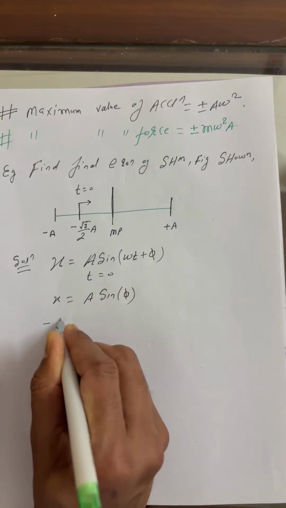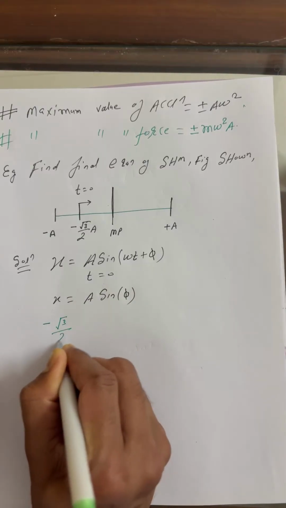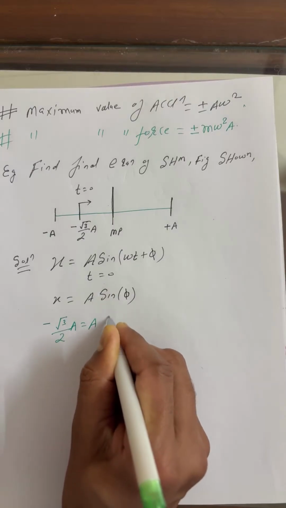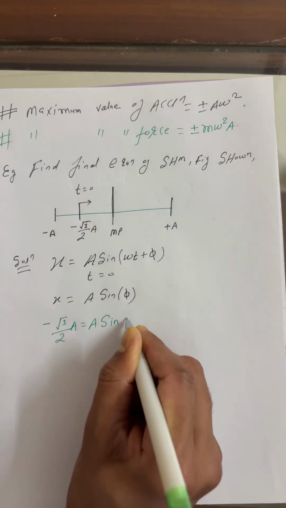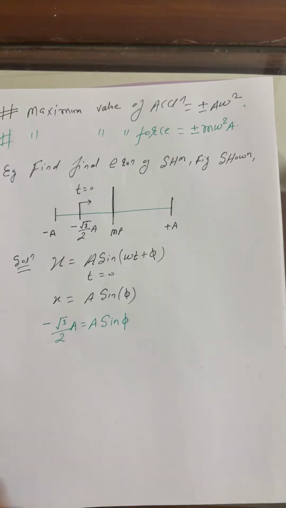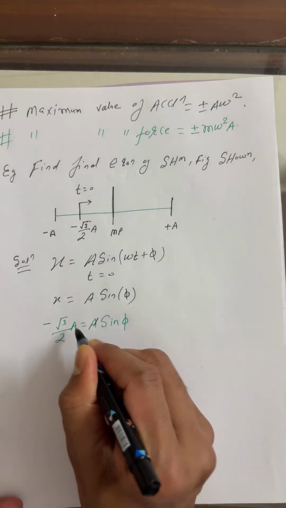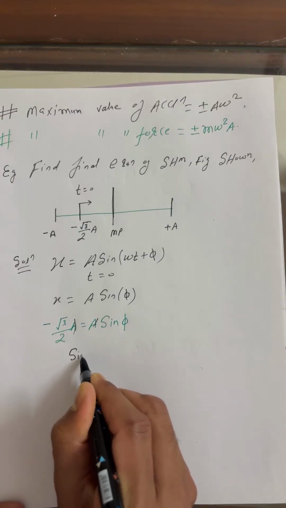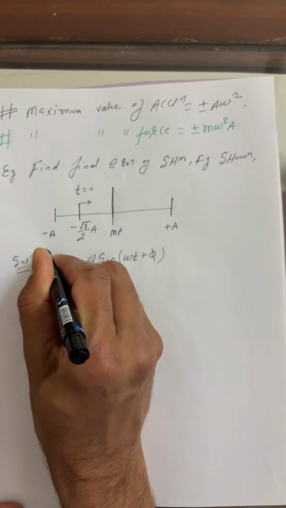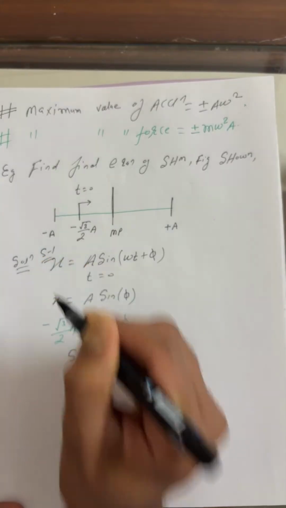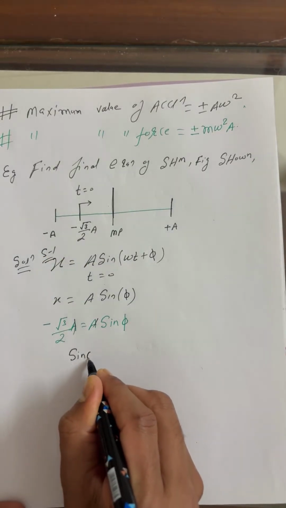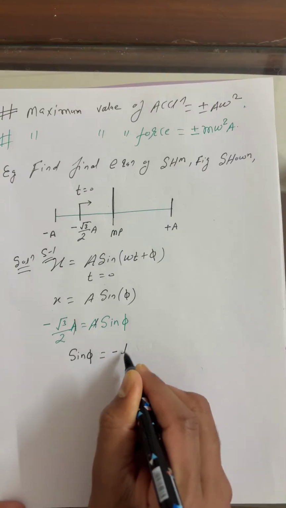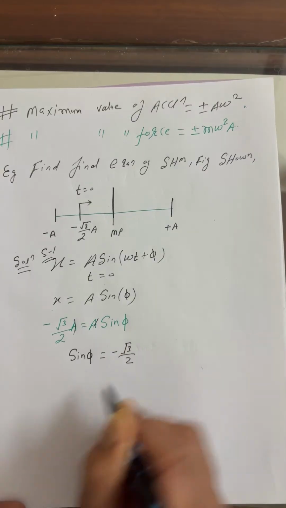Minus beta c root 3 by 2a is equal to a. This is sine phi beta. You can cancel a and a. So finally, you can write step 1: sine phi is equal to minus root 3 by 2.